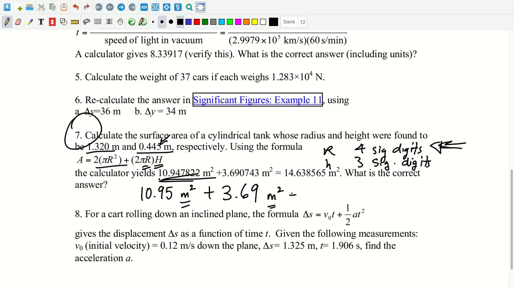The final answer, if you add these up, you have to maintain the number of decimal places. You can't have one less decimal place in your answer. It has to have 2 decimal places. So the result will inevitably be 14.64 meters squared. So that's the explanation. The correct answer is actually 14.64 if maintaining significant digits. That's quiz 1.